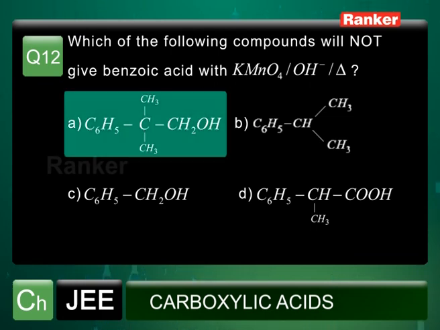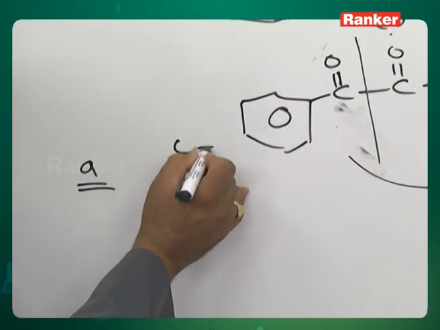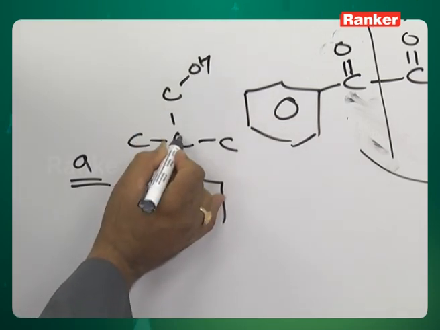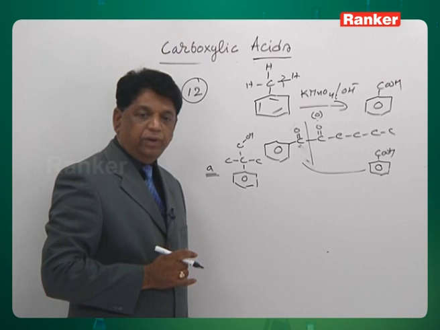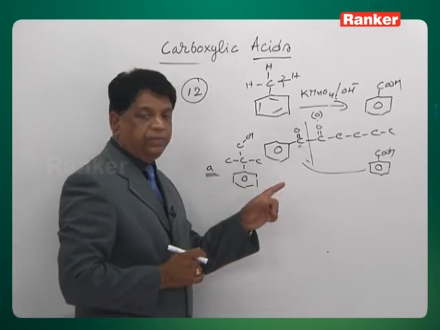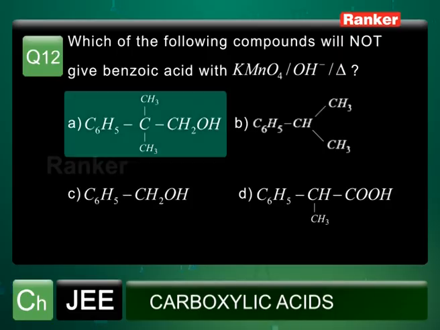So the carbon in option A has a structure like this. The carbon has all substitutions. Here we have an OH, but the carbon which is attached to the benzene does not have any hyperconjugable hydrogen. Therefore, oxidation will not take place on that carbon, and subsequently you won't get benzoic acid as the main product. Therefore, answer A will be the right answer.